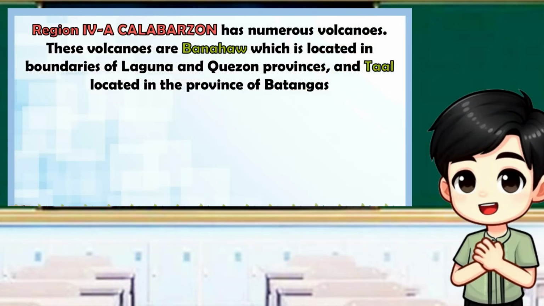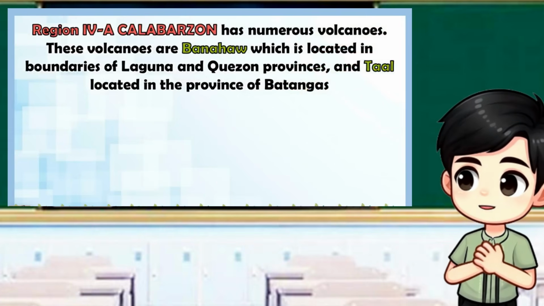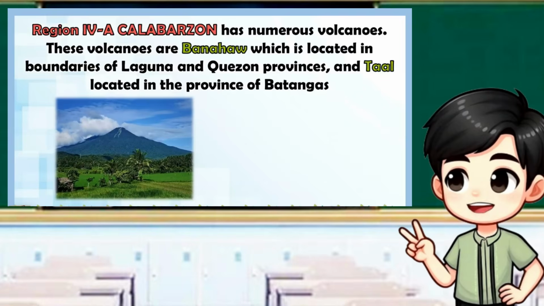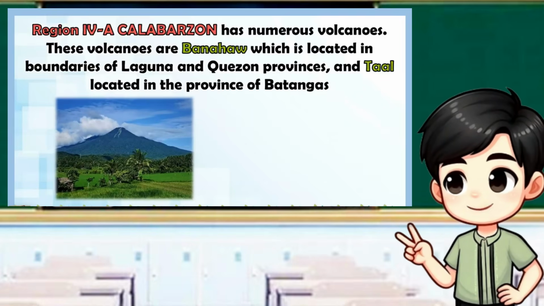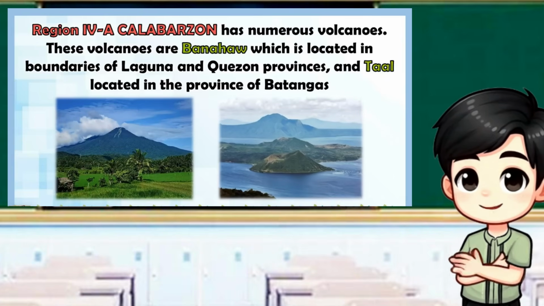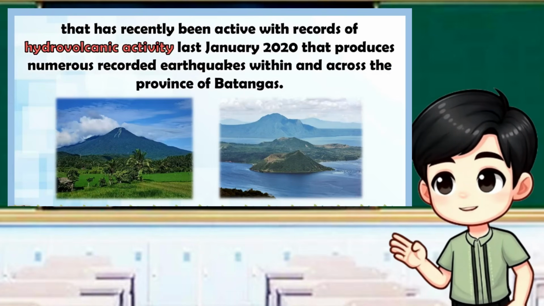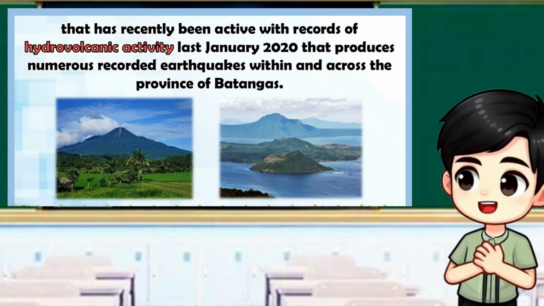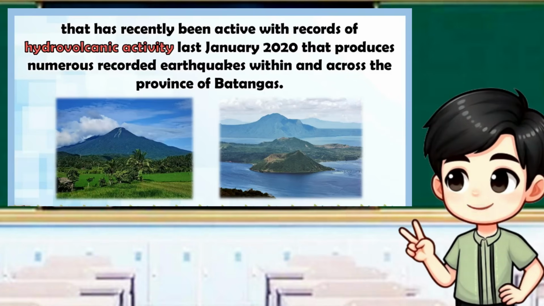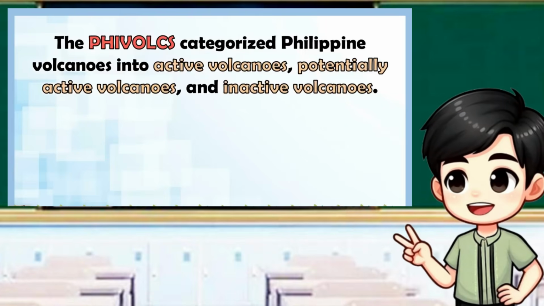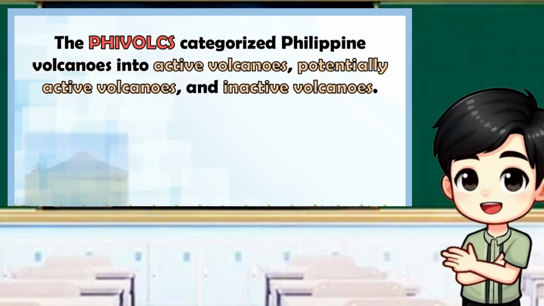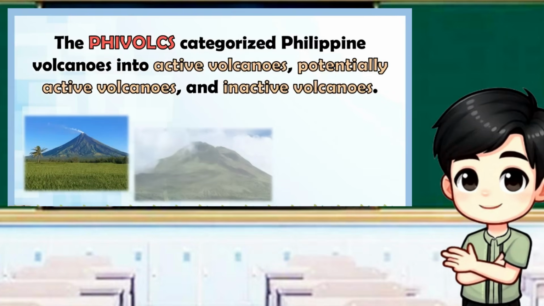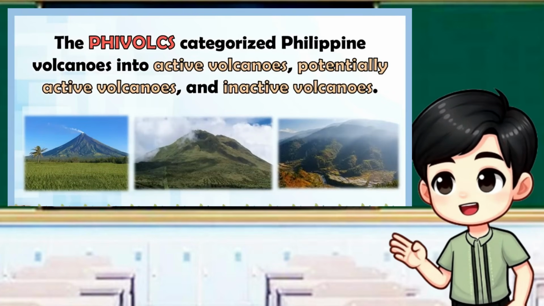Region 4A Calabarzon has numerous volcanoes. These volcanoes are Banahaw, which is located in the boundaries of Laguna and Quezon provinces, and Taal, located in the province of Batangas, that has recently been active with records of hydrovolcanic activity last January 2020 that produced numerous recorded earthquakes within and across the province of Batangas. PHIVOLCS categorizes Philippine volcanoes into active volcanoes, potentially active volcanoes, and inactive volcanoes.